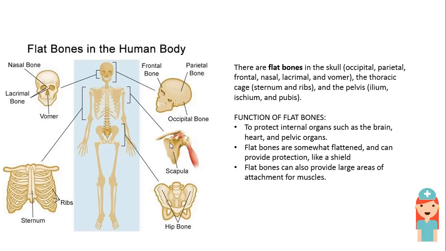Functions of flat bones: to protect internal organs such as the brain, heart, and pelvic organs. Flat bones are somewhat flattened and can provide protection like a shield. Flat bones can also provide large areas of attachment for muscles. The main function of flat bones is that they act like a shield. They protect the internal organs such as the brain, the heart, and the pelvic organs. So these are the functions of the flat bones.